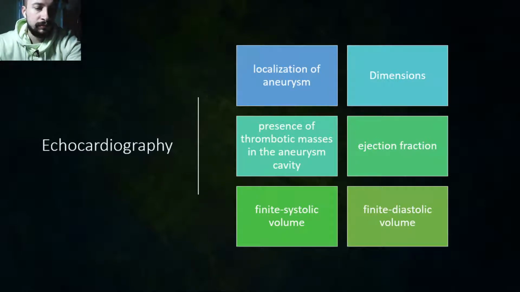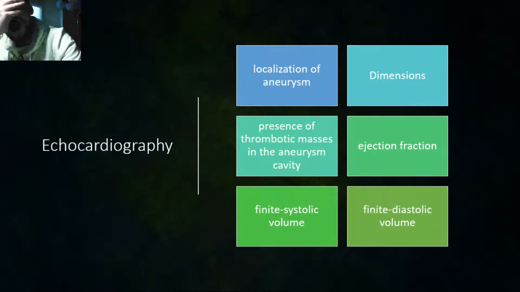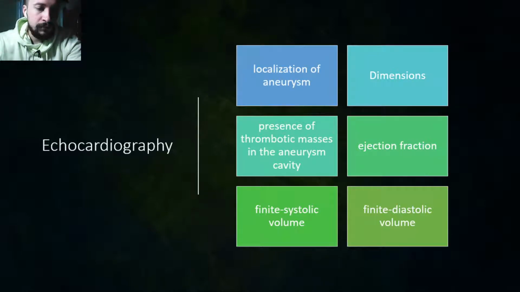Echocardiography. Echocardiography clearly determines the localization of the aneurysm, its size, and the presence of thrombotic masses in the aneurysm cavity. This study allows us to determine changes in hemodynamic parameters, ejection fraction, and systolic and diastolic volume of the left ventricle, and other hemodynamic parameters.